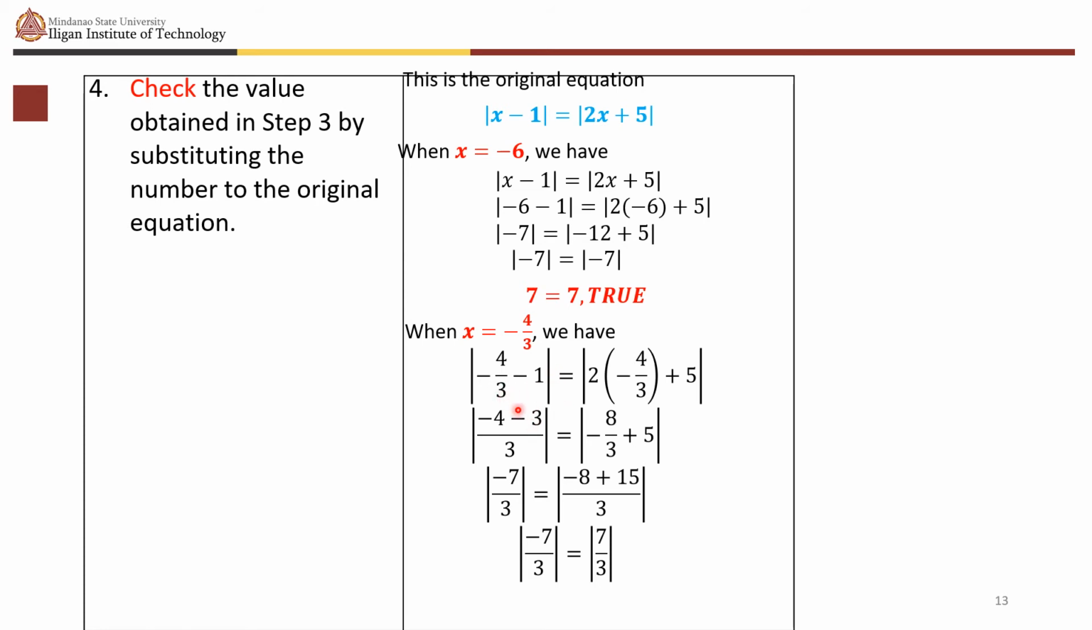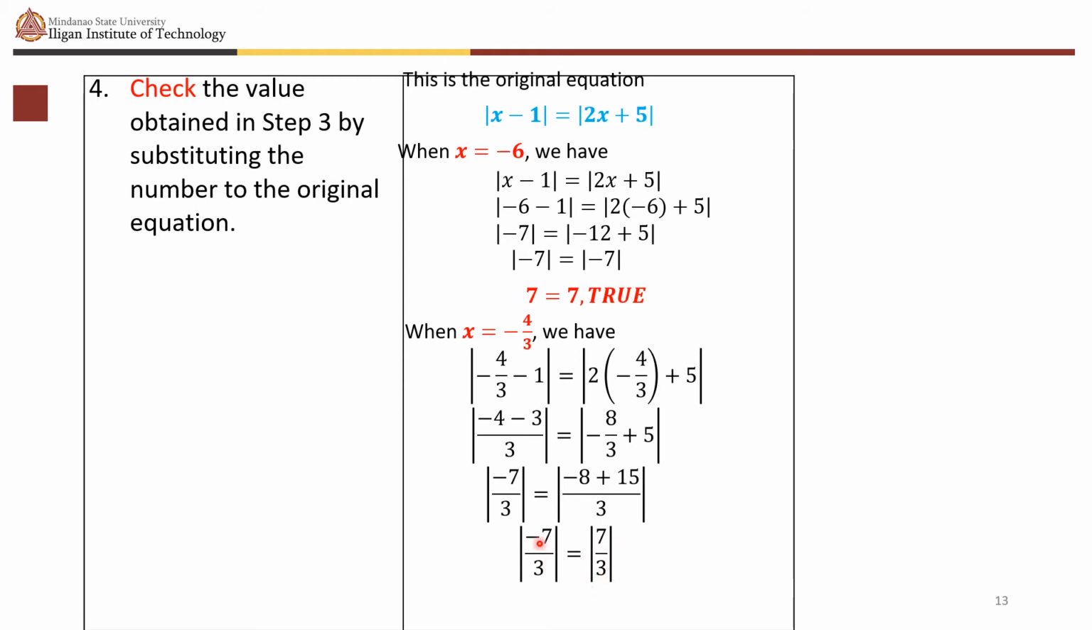is 3. So we have here 3 times negative 1 will give us negative 3. So negative 4 minus 3 over 3 will give us negative 7/3 equals negative 8/3 plus 5 here. So the LCD is 3 again, so 3 times 5 will give us 15. So the absolute value of negative 8 plus 15 all over 3 is equal to positive 7/3.